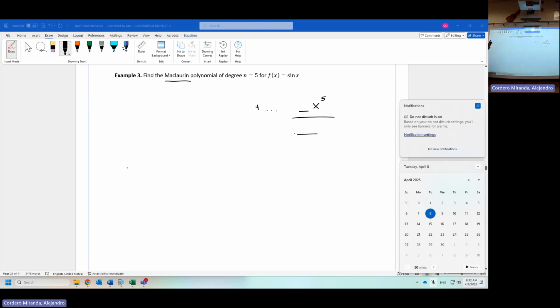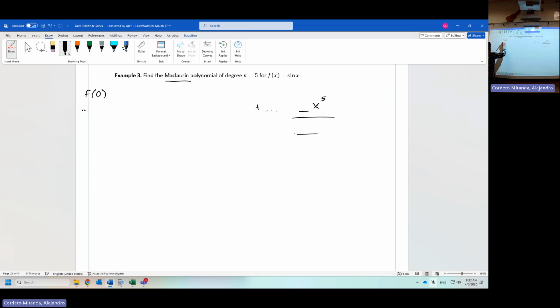Okay, all right. So again, I'm trying to approximate sine of x with a polynomial. I want to match the function at 0. I want to match the function derivative at 0. I want to match the second, third, fourth, and fifth derivative at 0. Okay, so here's us doing that.